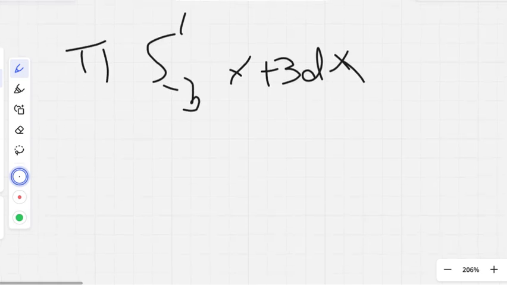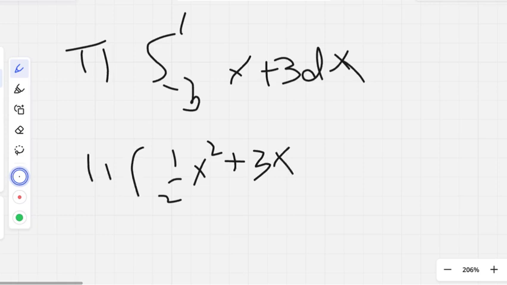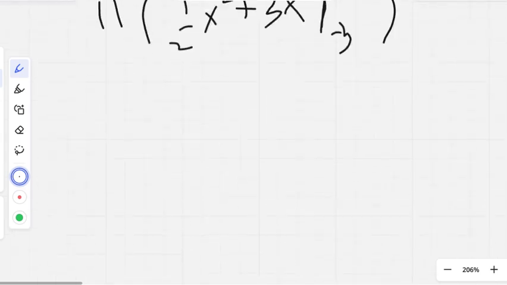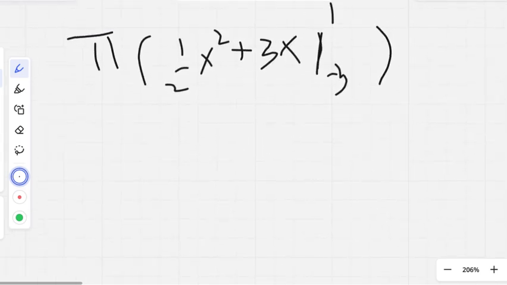So then let's simplify this even further. We'll plug in the values. We get 1 half x squared plus 3x, which is our antiderivative of x plus 3, times pi, which we are carrying down, and the bounds are still negative 3 to 1. Now we need to plug in the left and right bound and subtract the two to get the value of the integral.